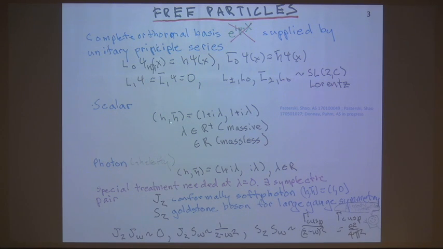And what you find is that for a scalar, the highest weights, h and h bar, are equal. They're 1 plus i lambda, where lambda is a real number. This is called the unitary principal series. And interestingly, for massive fields, lambda can be any real number, but for massless fields, lambda has to be a positive real number.